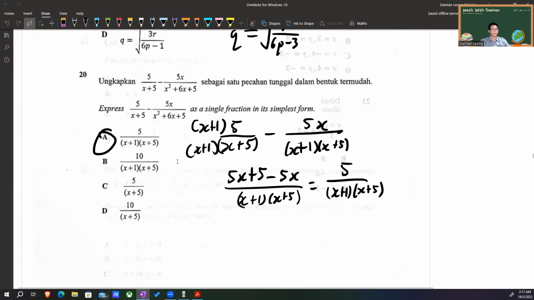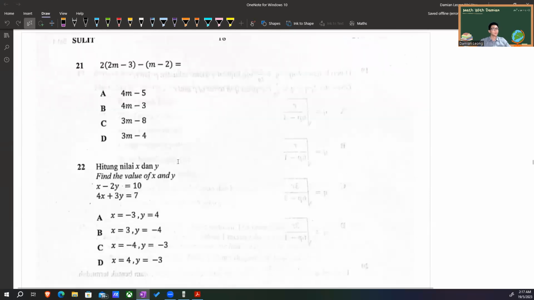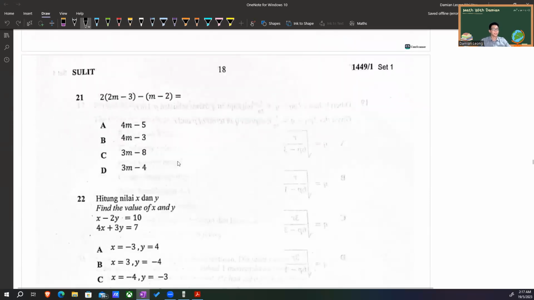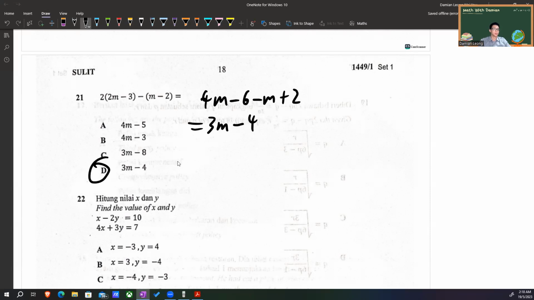Question 21. Just expand this, open up both brackets first. 2 times 2m, 4m, minus 3 times 2, 6, then minus m. This one, same sign, becomes plus 2, which is equal to 4m minus m, combine like terms, 3m, minus 6 plus 2 is minus 4. So 3m minus 4, answer D.